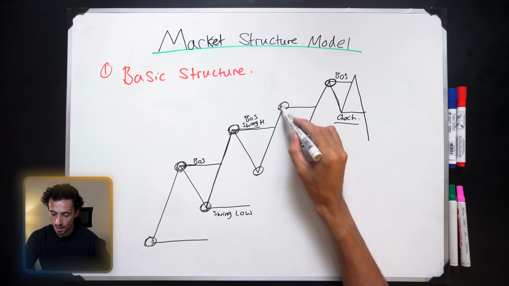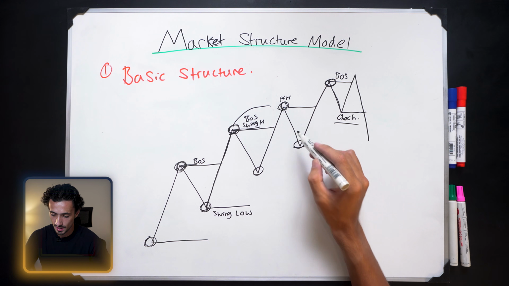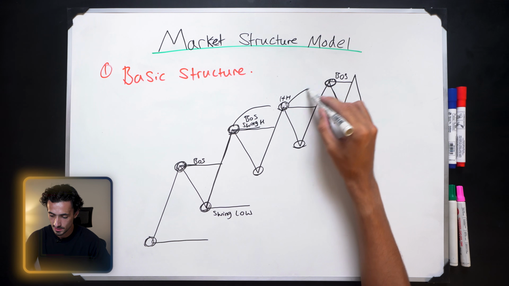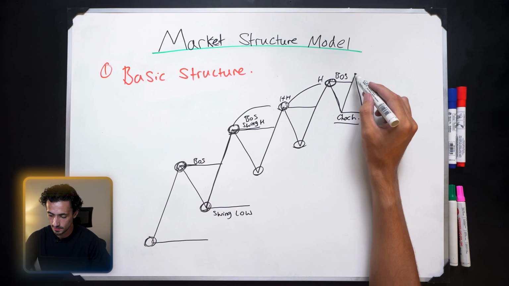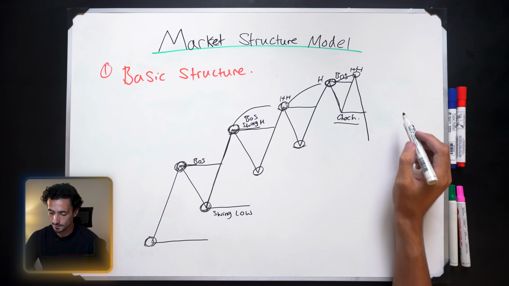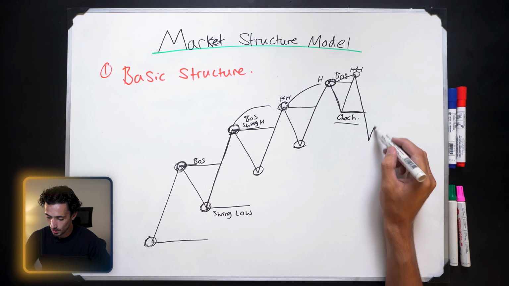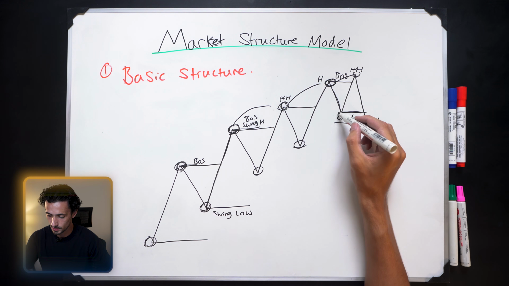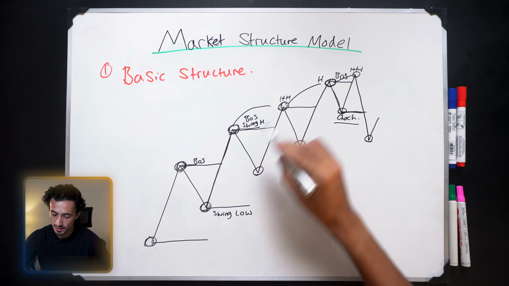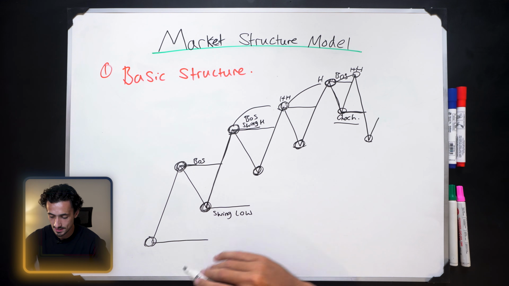Price is putting in higher highs, meaning this high right here is higher than the previous high. This high right here is higher than the previous high. This high right here, higher than the previous high. Then we go lower. This low is lower than the previous low, whereas in every bullish move, the lows were getting progressively higher. So price is expected to trade higher.